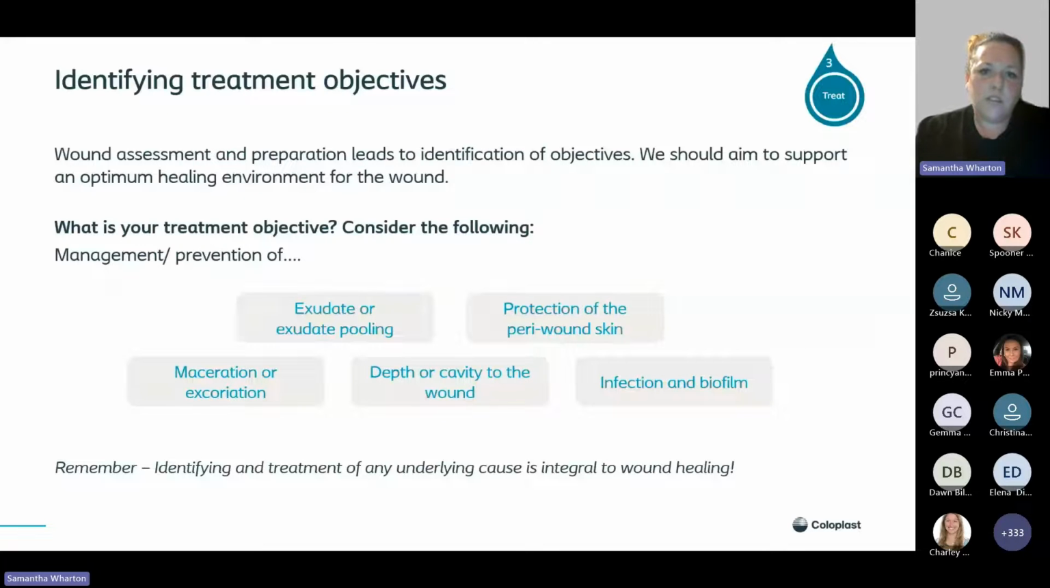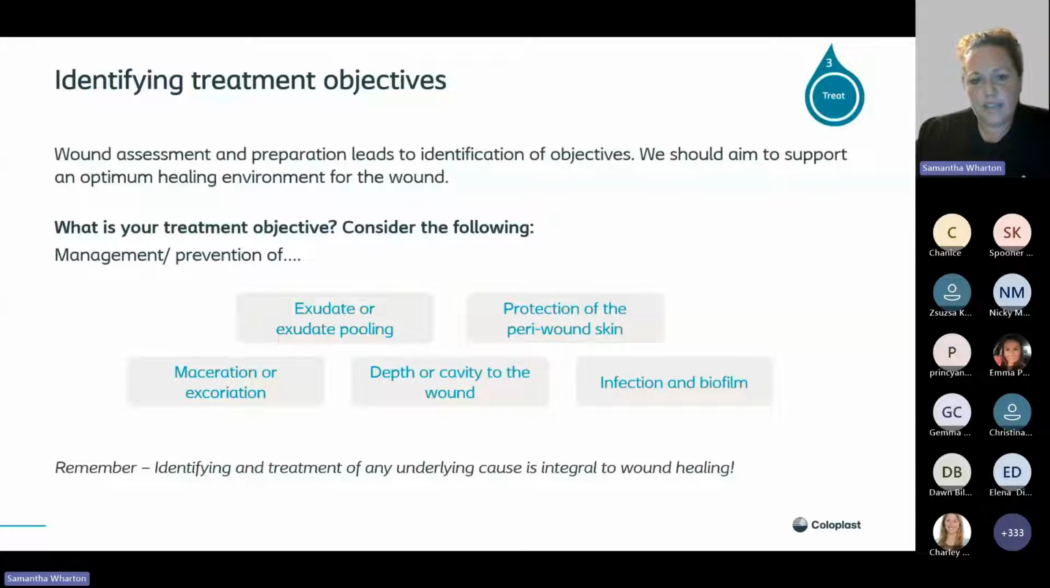It's really important that we create that optimum wound healing environment for the wound. So when you're looking, you need to think, what do we need to do? What do I need my dressing to do? Is there lots of exudate? Do I have exudate pooling? Do I need an absorbent dressing? Do I need to ensure the peri-wound skin is protected? Do I need to ensure there's no maceration? Or if there's excoriation, how am I going to manage that?